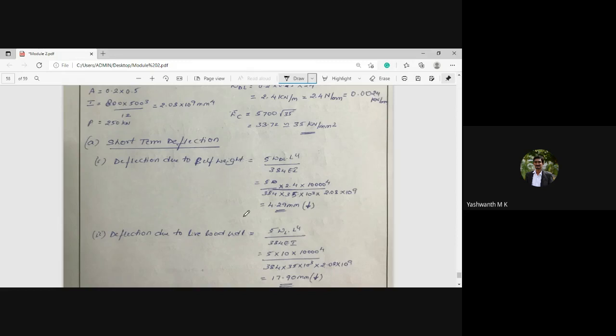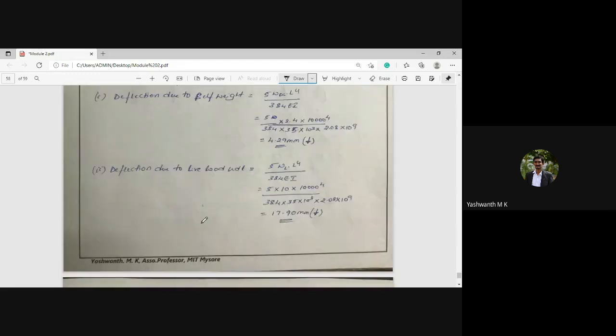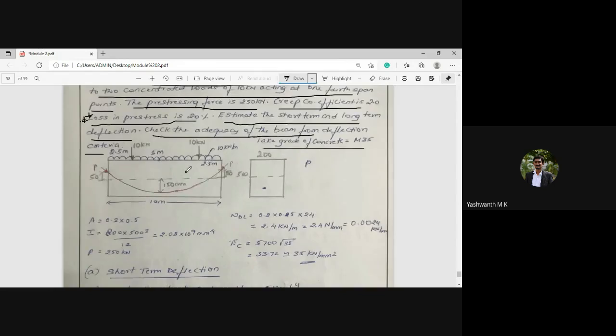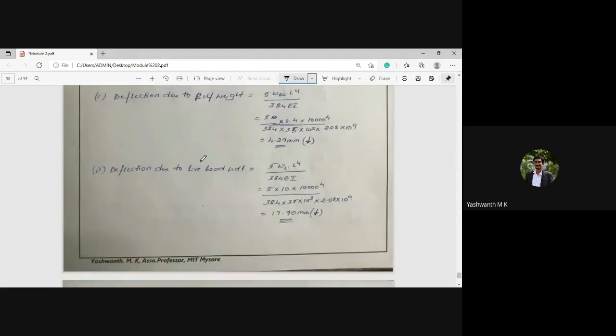Next, deflection due to the live load, which is UDL, because please observe, the beam is subjected to two types of loading. One is UDL, another one is concentrated load. So let me first calculate the deflection due to the live load UDL.